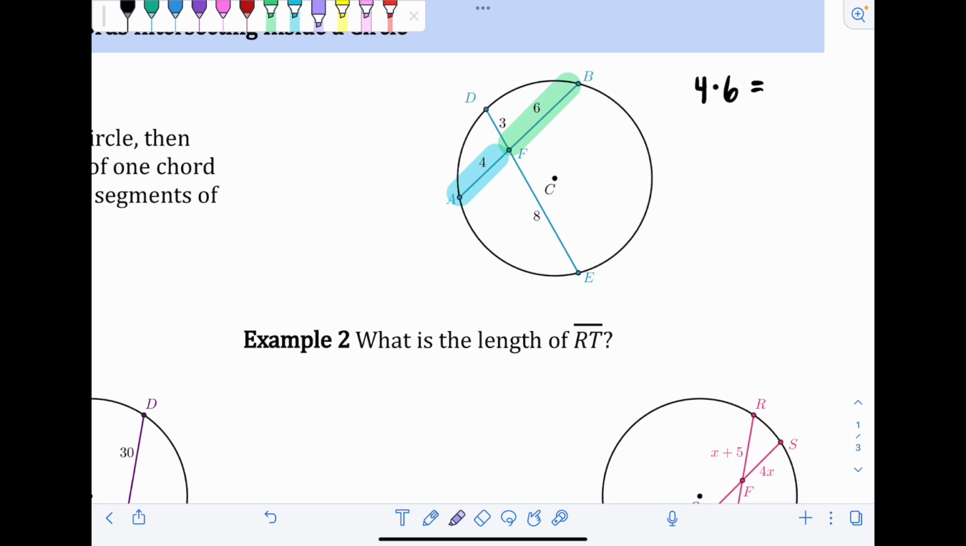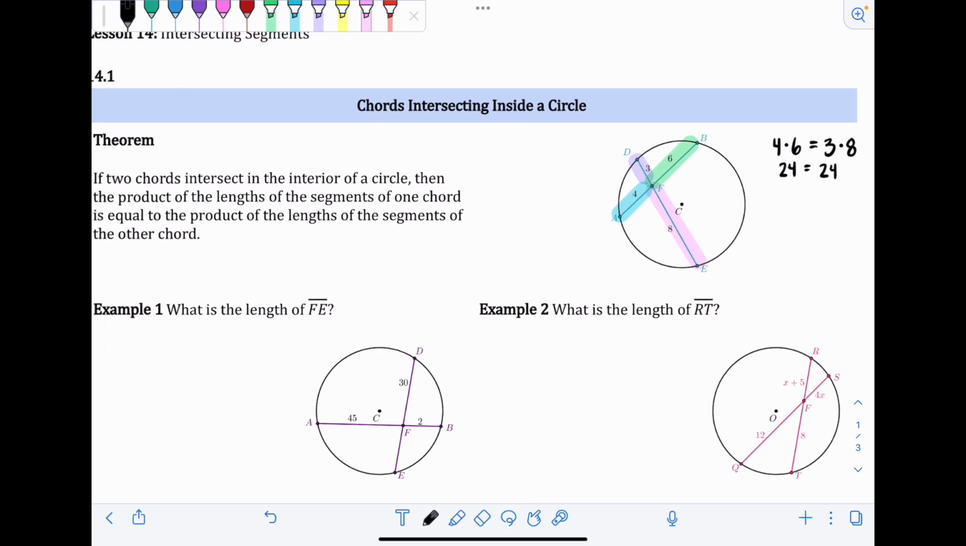So from the other chord, DE, one of the segments is from D to F, and that's 3. And then the other segment is from F to E, and that length is 8. So we'll multiply those. So 4 times 6, that's 24. 3 times 8, that's also 24. So it just proves that that theorem is true.